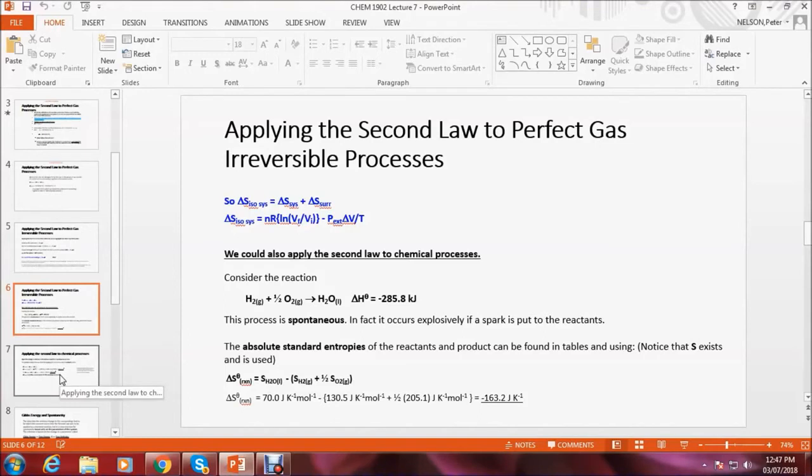Now, clearly you would realize that we did not consider the environment, or the surroundings, if you want to put it like that. And that is the reason for our entropy being negative, indicating that the reaction is non-spontaneous, which is contradictory to what we know.